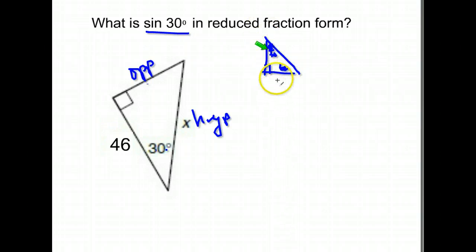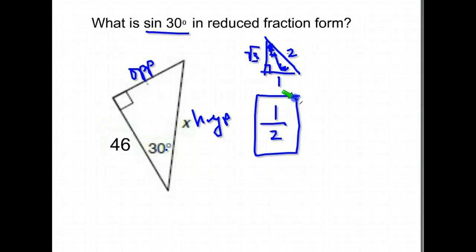Remember from our special right triangles, the short leg was 1, the long leg is √3 times that, the hypotenuse is 2 times that. So the sine of a 30-degree angle, we do opposite, which would be 1, over the hypotenuse of the triangle, which would be 2. So the answer to this problem is 1/2. Okay, and notice we didn't use the x, the 30, or the 46 at all.